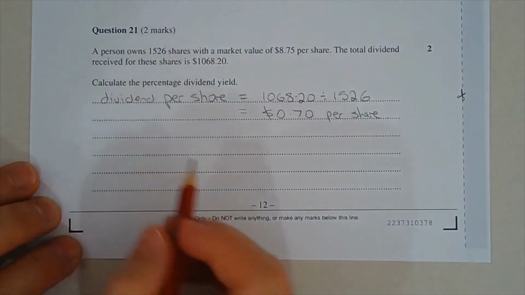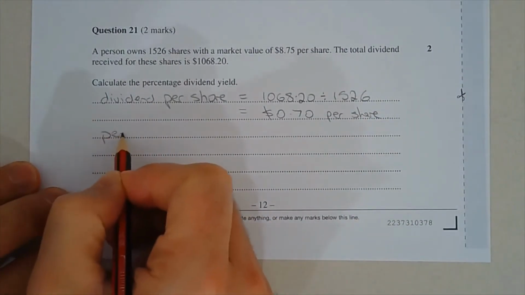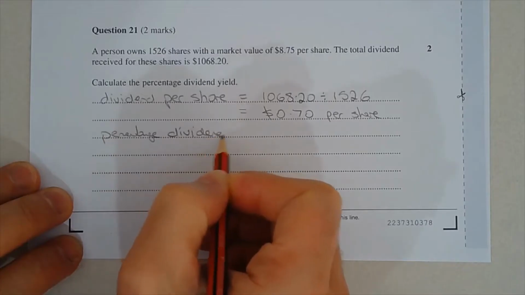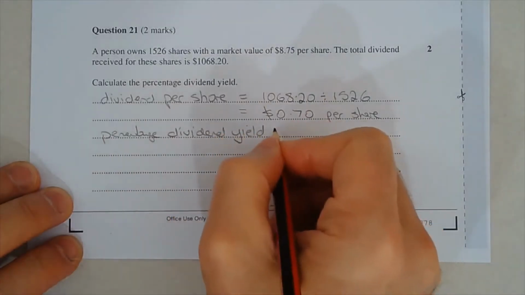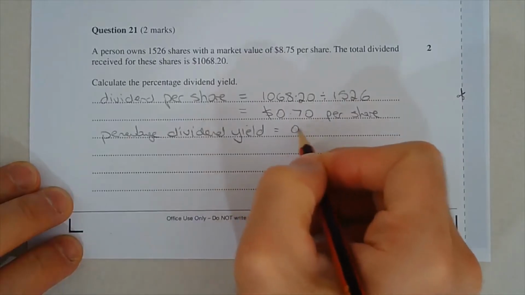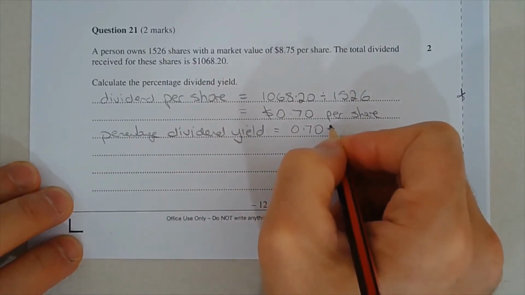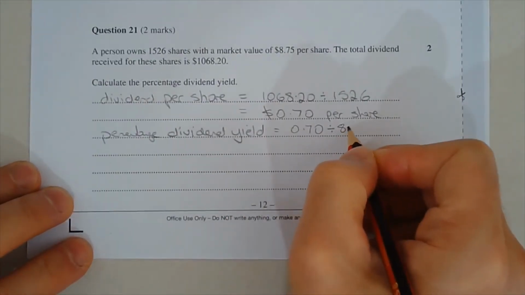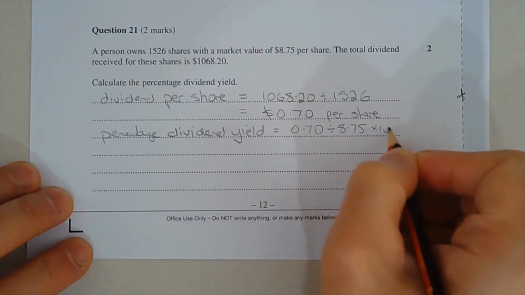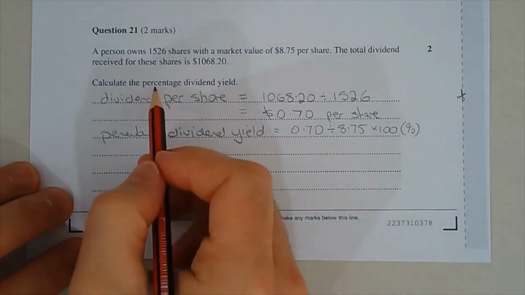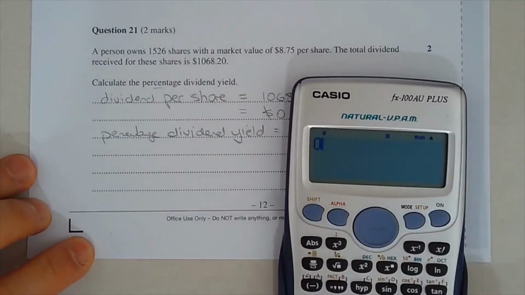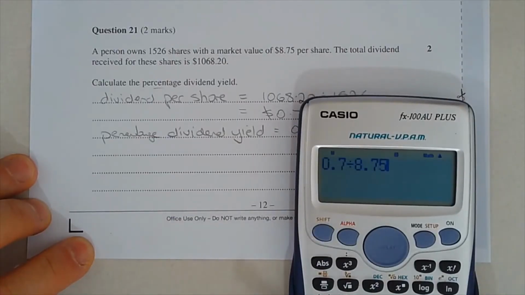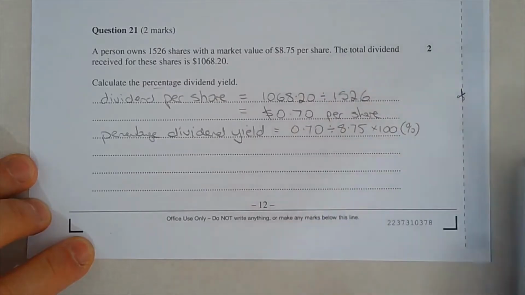Now, the percentage dividend yield is equal to the dividend per share, which is 70 cents, which you just worked out. We divide it by the market value of one share, which is $8.75. And then we multiply it by 100 because we want it as a percentage, because that's what the question asks for. So 0.7 divided by $8.75, multiplied by 100, and we get 8%.